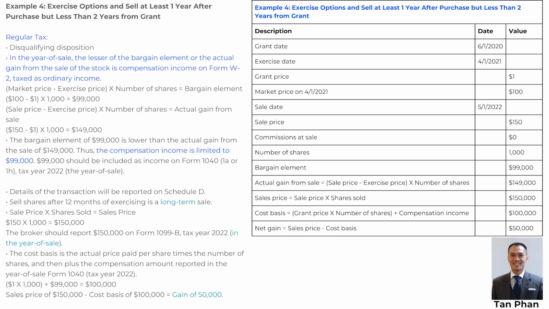Selling shares after 12 months of exercising is a long-term sale. Sale price times shares sold equals sale proceeds. $150 times 1,000 equal $150,000. The broker should report $150,000 on Form 1099-B.